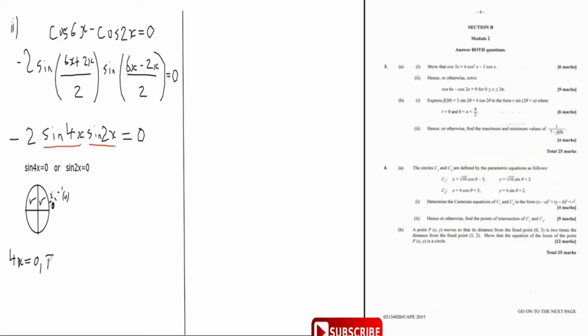But remember, since it is 4x, you want your answer to be between 0 and 2 pi, so you can spin around the circle more times to get that. If you go around the circle one more time, you're going to get 2 pi plus 0, which is 2 pi. And you go around the circle one more time to get 2 pi plus pi, which is 3 pi.